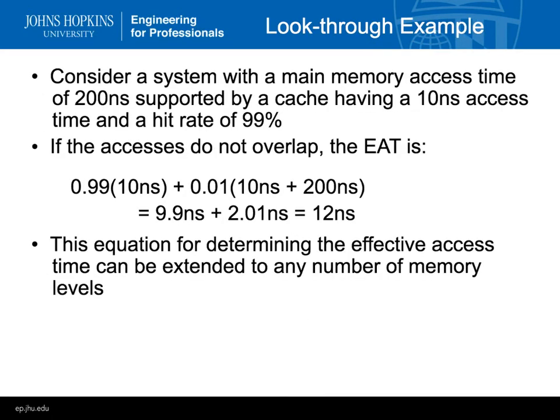So with our same example, our average access time is 99% doing 10 nanoseconds, then the 1% is 10 plus 200, which gives 12. So it's a little higher.